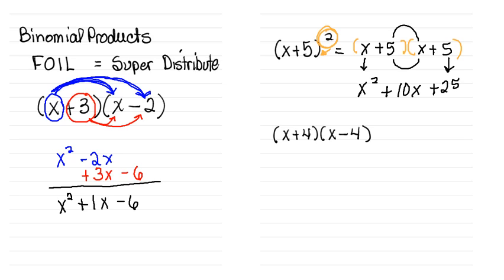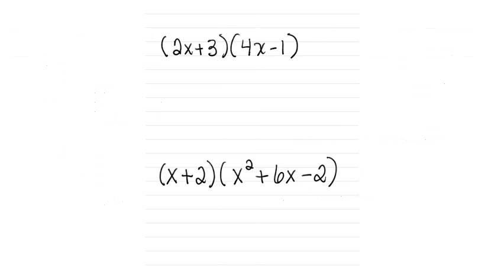The next binomials are my favorite, the difference of two squares. And on this one, you square the first one, square the last one, and you put a minus sign in between. Two perfect squares and a difference. Let's try one that's just a little bit bigger.